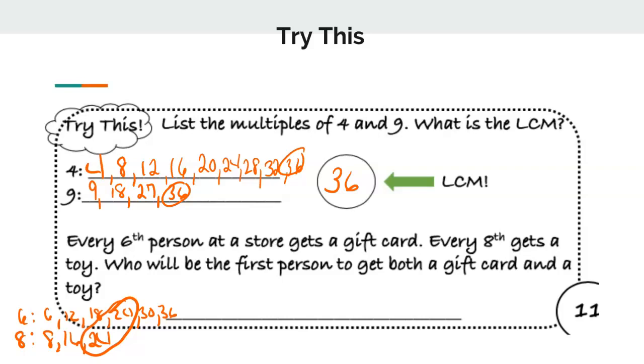You'll notice that, again, 24 is an answer. That's just because 24 has a lot of factors, which means a lot of different numbers that go into 24. So my least common multiple, or the 24th person, would be the first one to get a gift card and a toy. So we just list off common multiples, and we find the first one that is a shared multiple of both numbers.